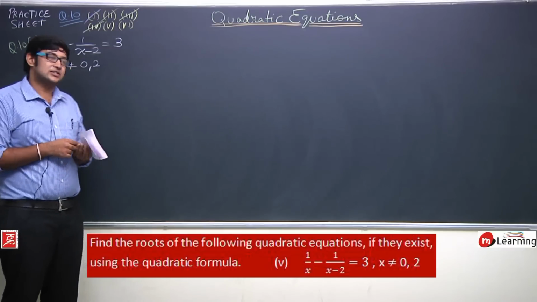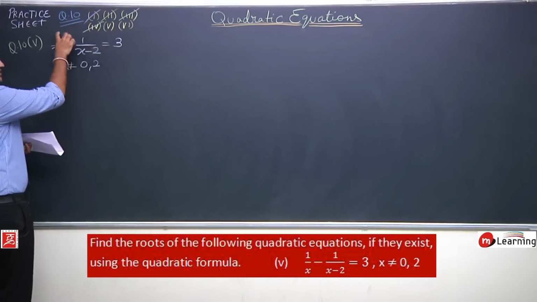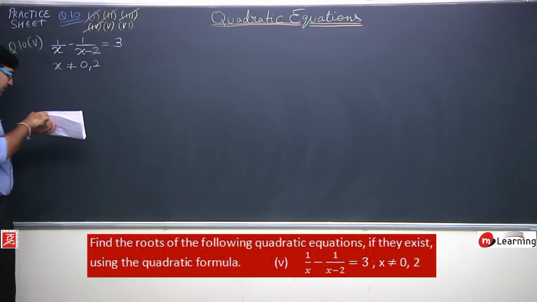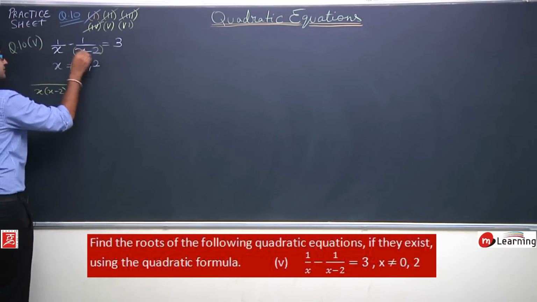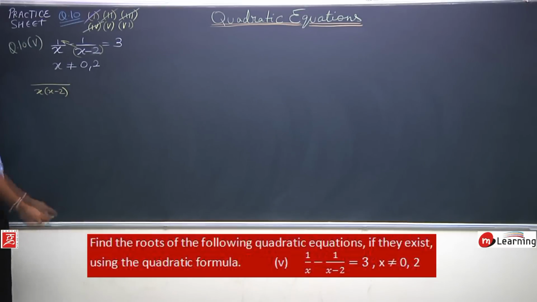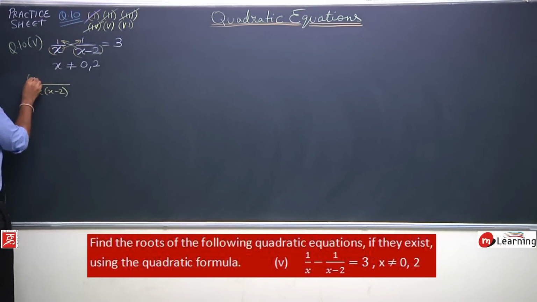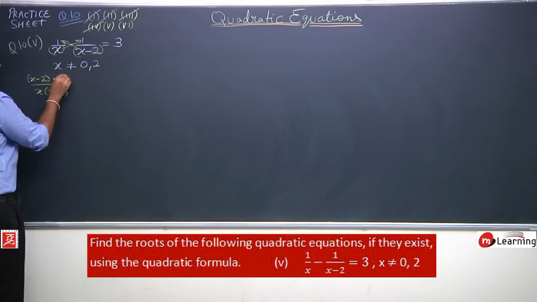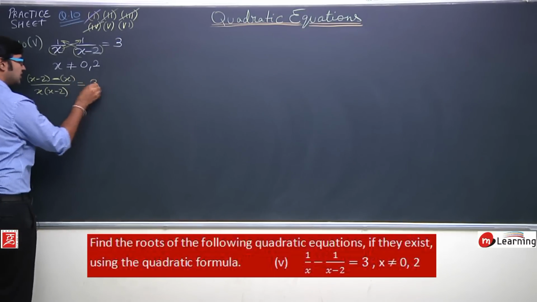ओके, सो let us convert this equation into a quadratic equation. How we can convert this into a quadratic equation? You can take LCM. These two are the fractions. So the LCM will be the product of two numbers, x into x minus 2. Okay, and this expression will get cross multiplied to this part and this x will get multiplied to this part. So it will become x minus 2 minus x, okay, is equals to 3.